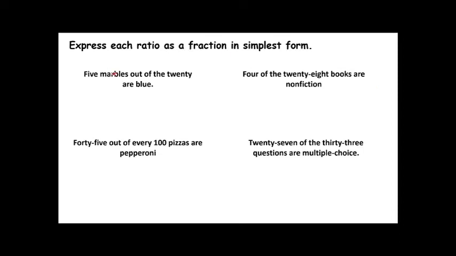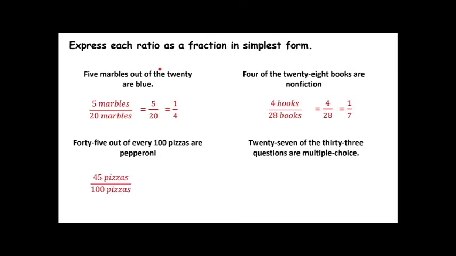Notice I have 5 marbles out of 20 are blue. 5 marbles to 20 marbles is 5/20 or 1/4. 4 out of the 28 books are non-fiction. Well, that's 4 books compared to 28 books. 4 out of 28, which is 1/7.